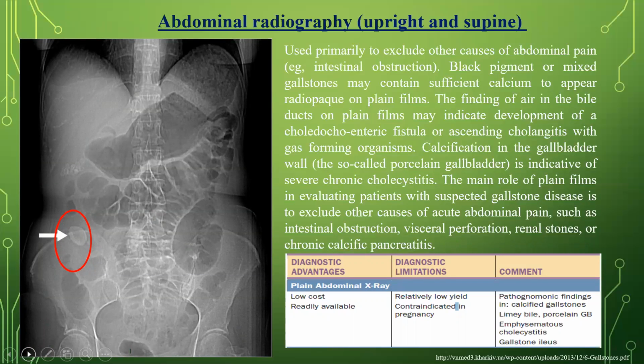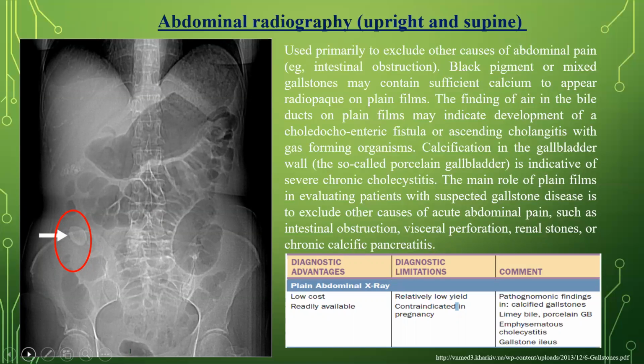Imaging in the case of chronic cholecystitis can help to differentiate calculous from acalculous cholecystitis, and complicated from non-complicated cholecystitis, and make a differential diagnosis between similar pathologies, actually gastrointestinal pathology with possibly similar symptoms. Abdominal radiography, upright or supine, is used primarily to exclude other causes of abdominal pain.